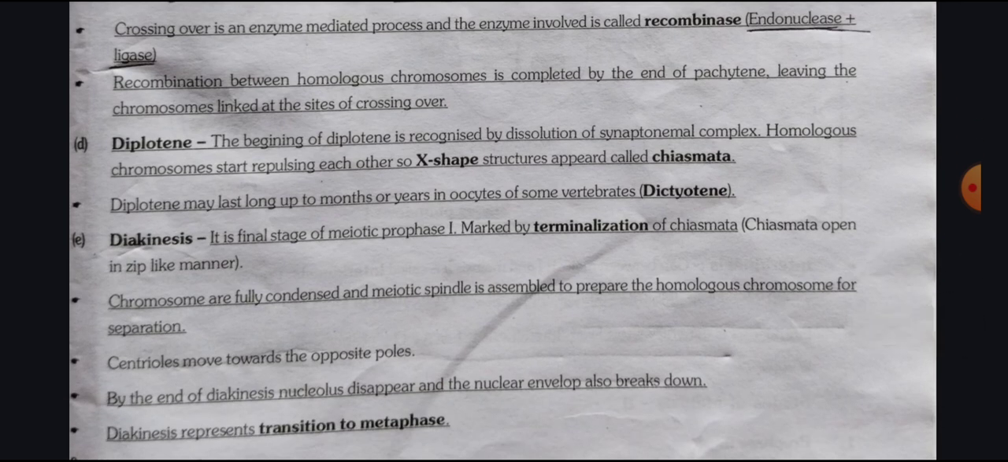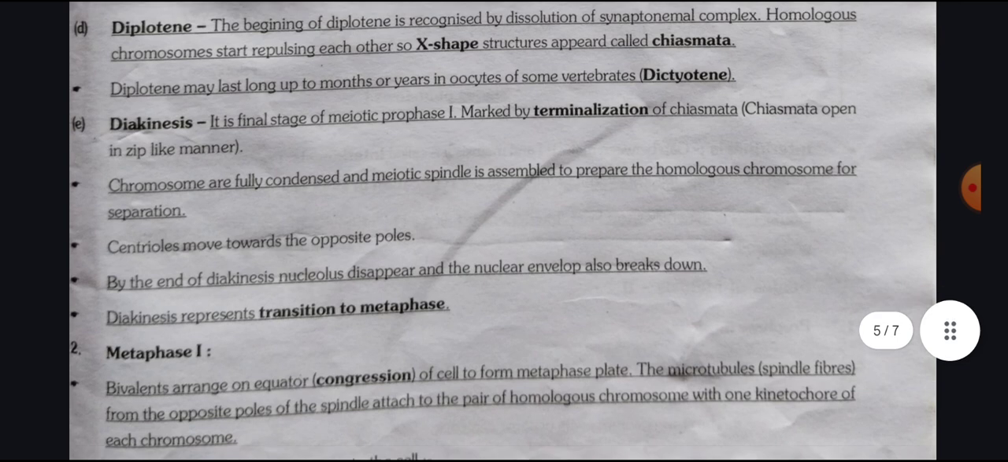Diakinesis. It is the final stage of meiotic prophase one, marked by terminalization of chiasmata. Chiasmata open in a zip-like manner. Chromosomes are fully condensed and the meiotic spindle is assembled to prepare the homologous chromosomes for separation. Centrioles move towards opposite poles. By the end of diakinesis, the nucleolus disappears and the nuclear envelope also breaks down. Diakinesis represents the transition to metaphase.